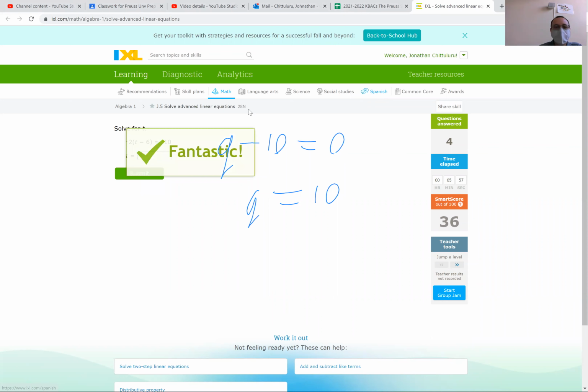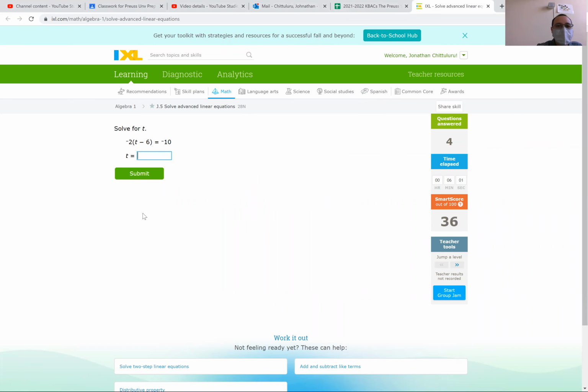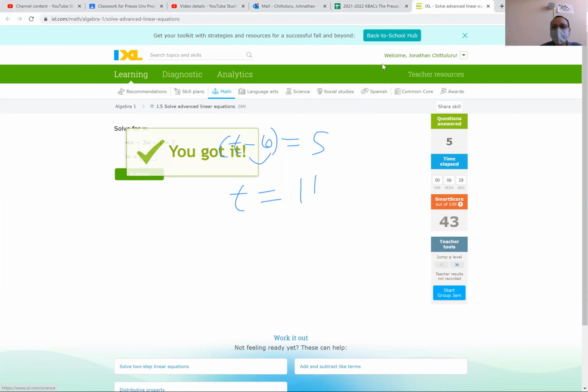Boom. All right. And then -2 times t minus 6. We have to divide both sides by -2. So we get t minus 6 equals -10 over -2, which is going to be positive 5. Then we just have to add 6 to both sides to undo this subtraction. So t equals 5 plus 6, which is 11. Let's give it a shot. That's how it's done.